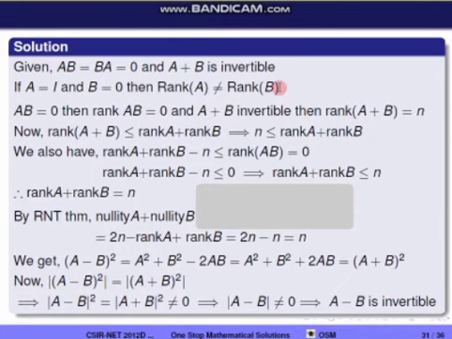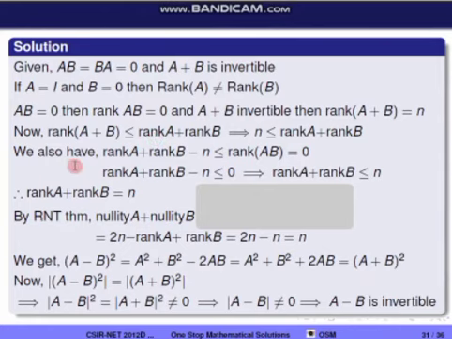Second option is asking whether rank of A plus rank of B is n. So we'll check that. If AB is equal to 0, then rank of AB is equal to 0. A plus B is invertible implies determinant A plus B is non-zero. Therefore, rank of A plus B is equal to n. And we know that rank of A plus B is less than or equal to rank of A plus rank of B. We got rank of A plus B equal to n, so replace this by n. So this implies n is less than or equal to rank of A plus rank of B. So keep it like that.